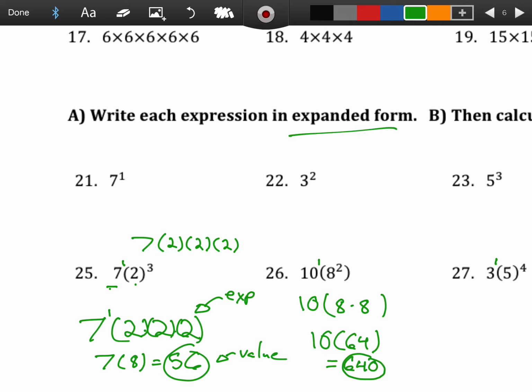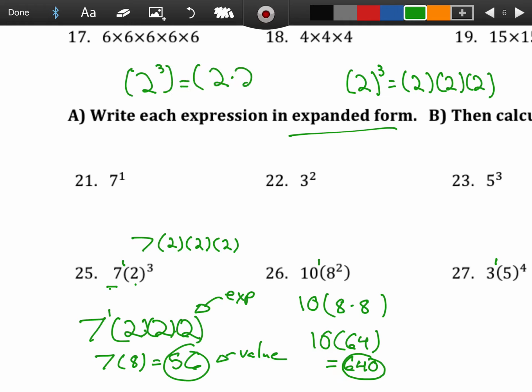So notice a slight difference actually with the expanded form. Notice that if we see parentheses around the base and then it's being taken to some exponent, I would rewrite that with parentheses around your base. But if you see 2 cubed in parentheses, I would just keep everything in-house, just like that.